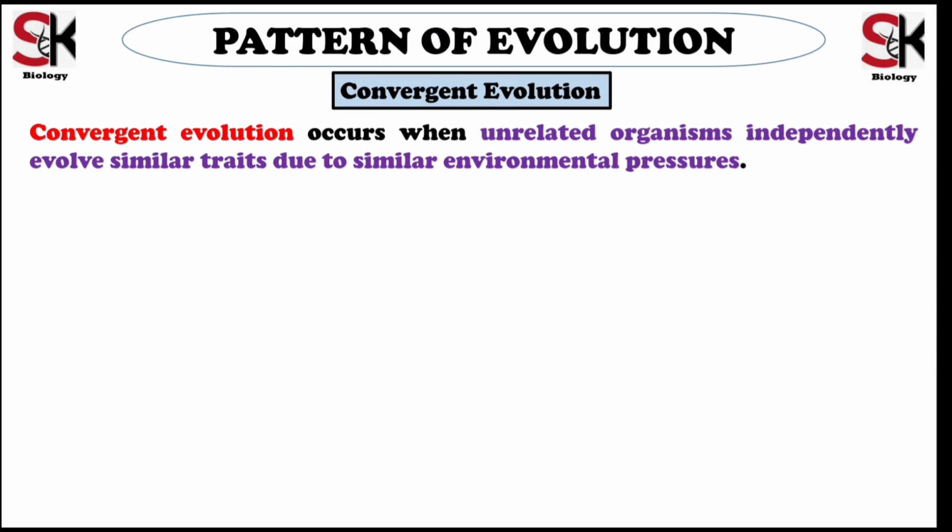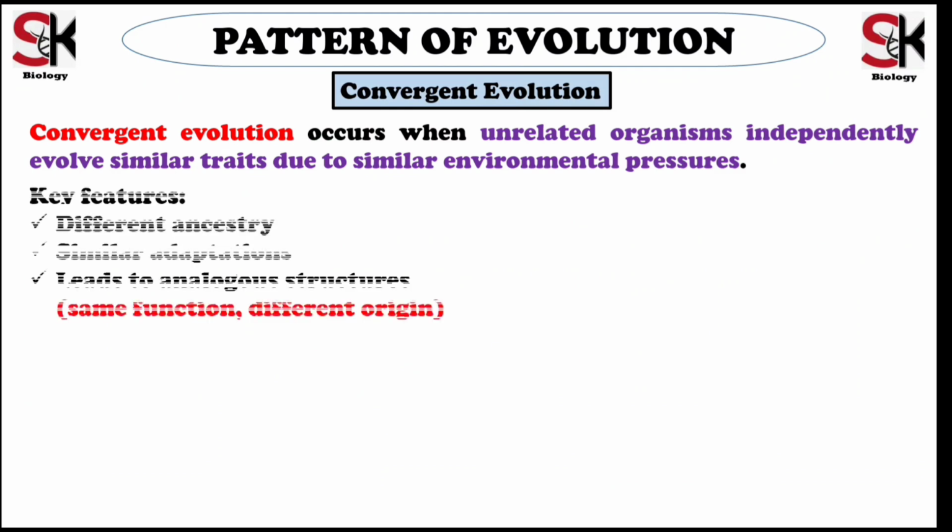It occurs when unrelated organisms develop similar features because they live in a similar environment or face similar challenges. The key points of convergent evolution are that they have different ancestry but similar adaptations, which leads to analogous structures. So the main point is same function but different origin.